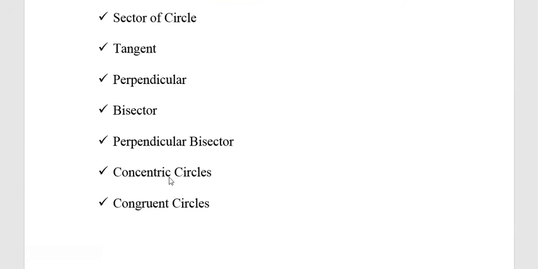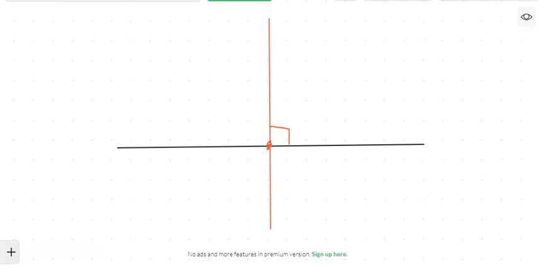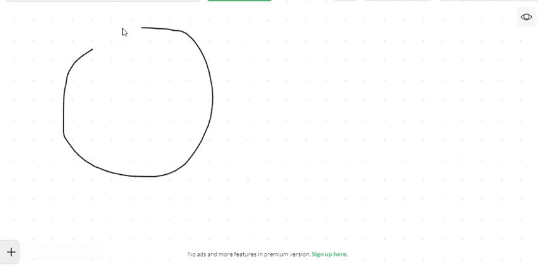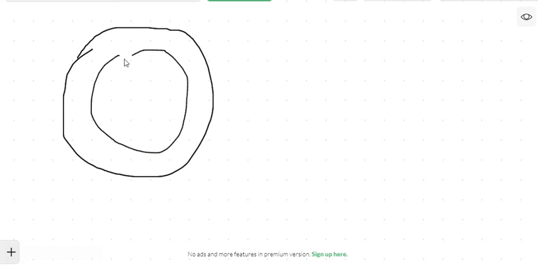And what are concentric circles? Concentric circles are basically two circles which have the same center. So this is one circle and this is another circle which is inside, and both have the same center. My drawing is not good. So both circles are called concentric circles.